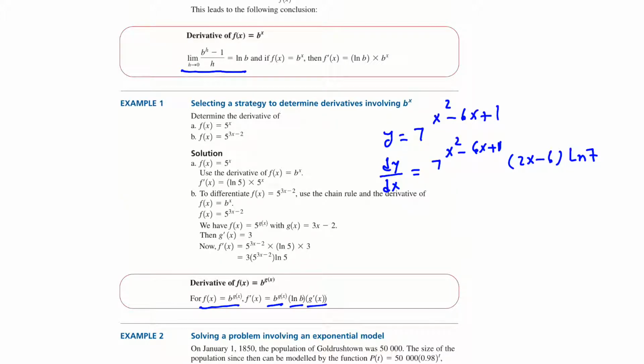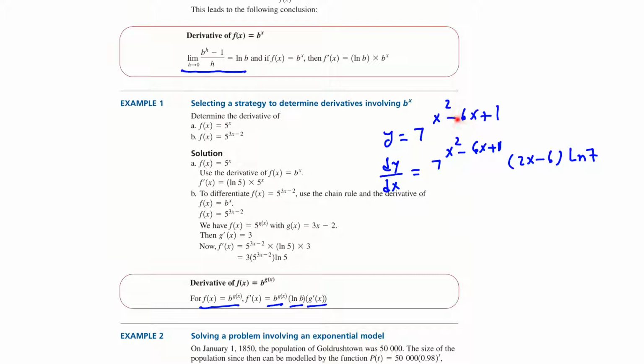In summary, the limit of b to the power of h minus 1 over h as h approaches 0 is ln of b, and the derivative of f of x equals b to the power of x is ln of b times b to the power of x. Let's find the derivative of y equals 7 to the power of x squared minus 6x plus 1.